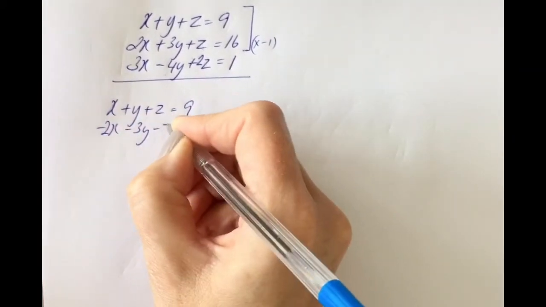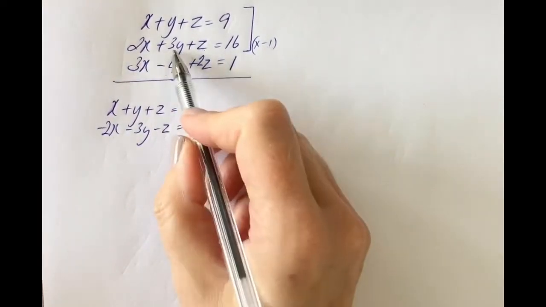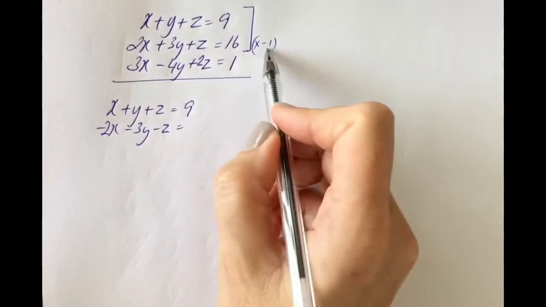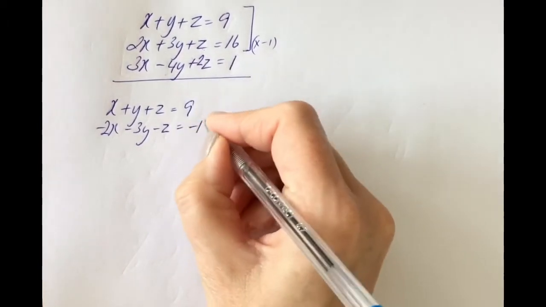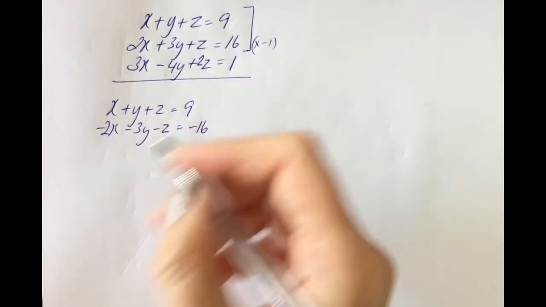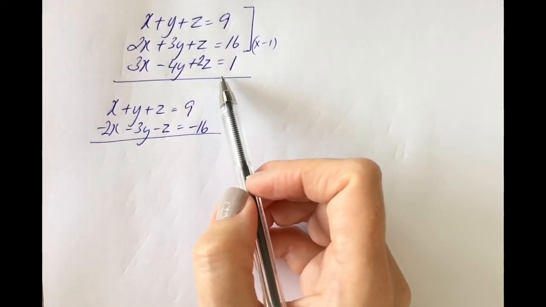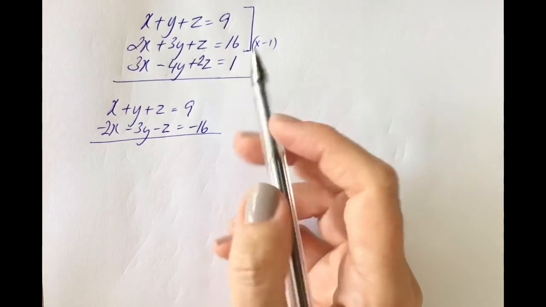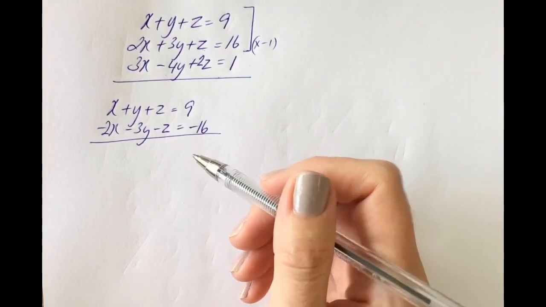So we end up with minus 1 times 2x is minus 2x, of course, minus 1 times 3y, minus 3y, and minus 1 times z, minus z. And don't forget, minus 1 times 16 is minus 16. Just be very careful, double checking your arithmetic work, because it's not that these questions are difficult, but pupils are so likely to make little mistakes on these because they're long and tedious.